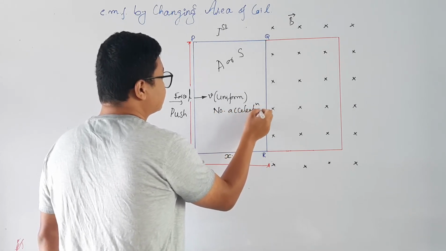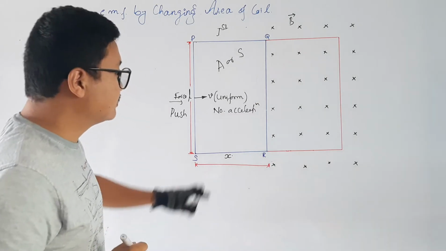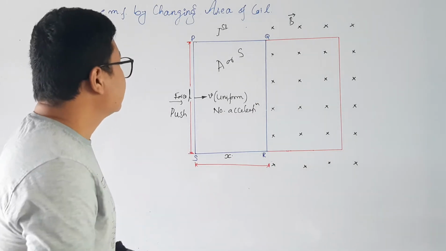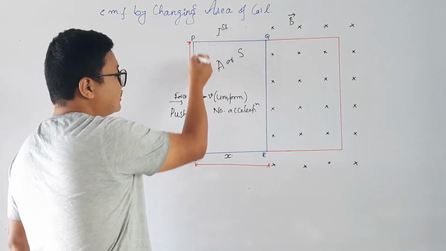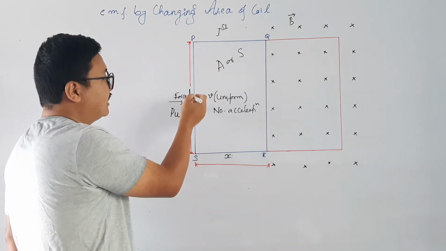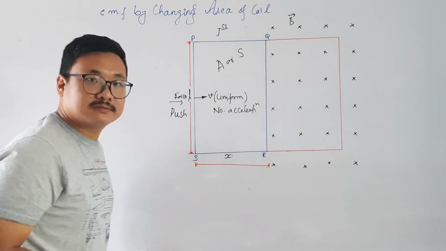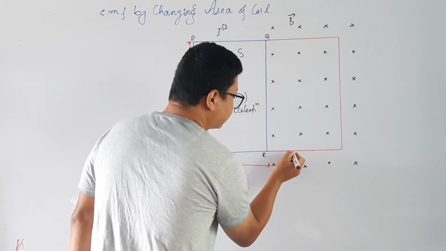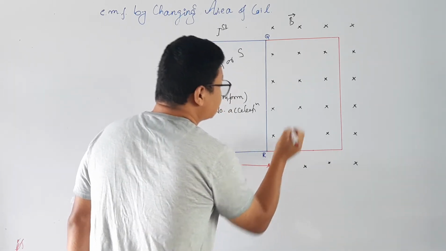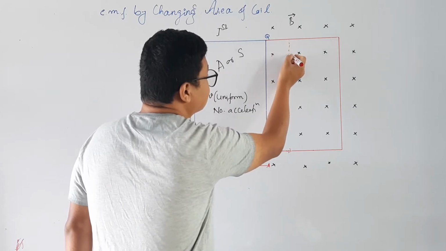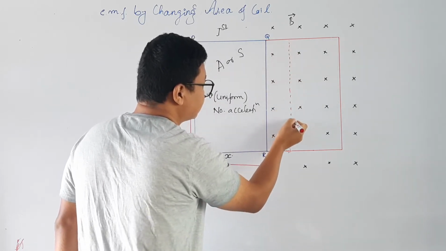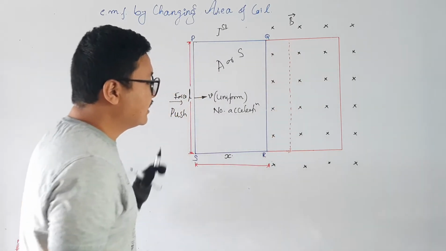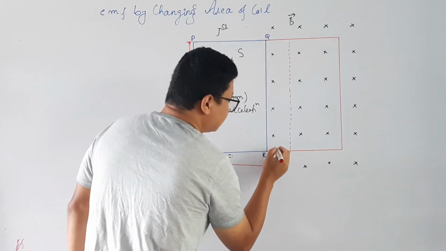So there is one more thing, no acceleration. Please check the spelling. There is no acceleration of this rectangular coil, and for the length of this rectangular coil, one side is L, the other side is X. So first let us see, let it reach this point. First it reaches here like this.